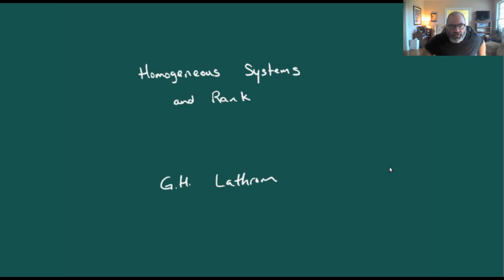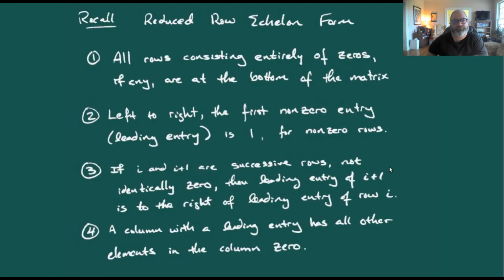Greetings everybody. Let's take a look at homogeneous systems and the rank of a matrix. So when we talk about homogeneous systems, what's going to be the quintessential thing to deal with will be recalling reduced row echelon form and what that gave us.